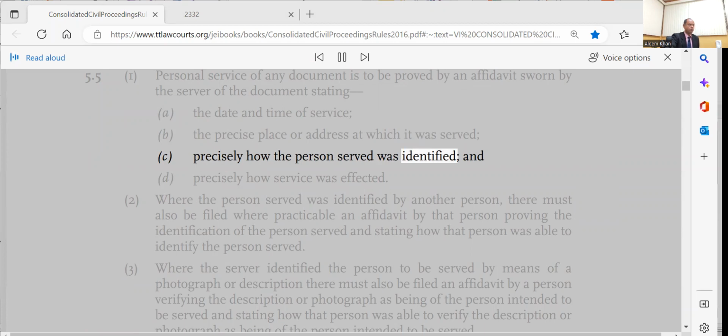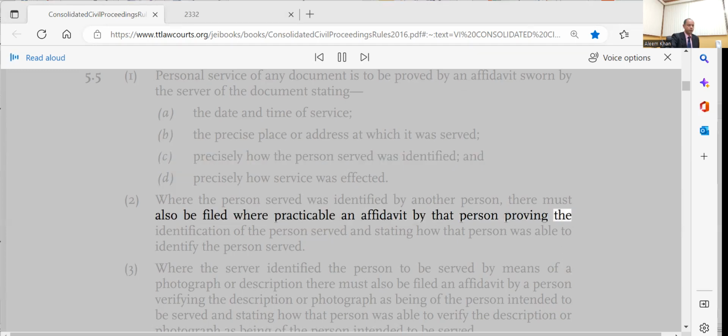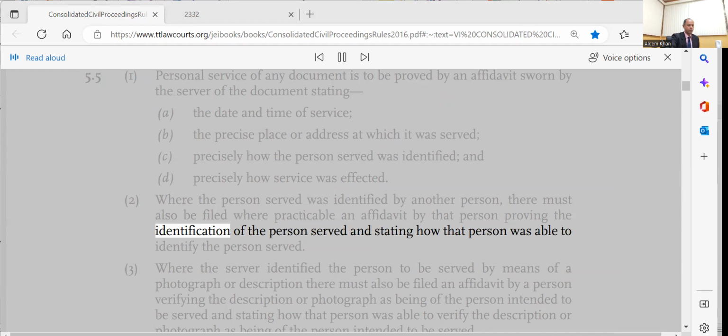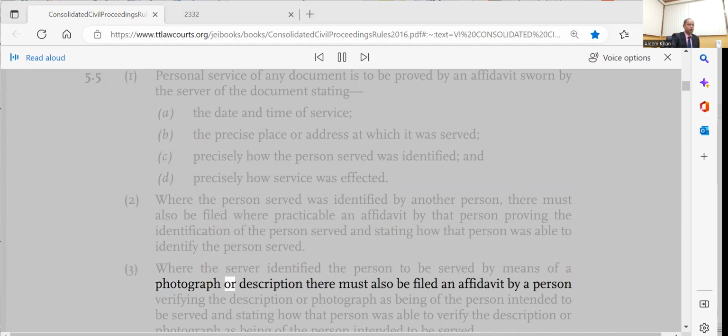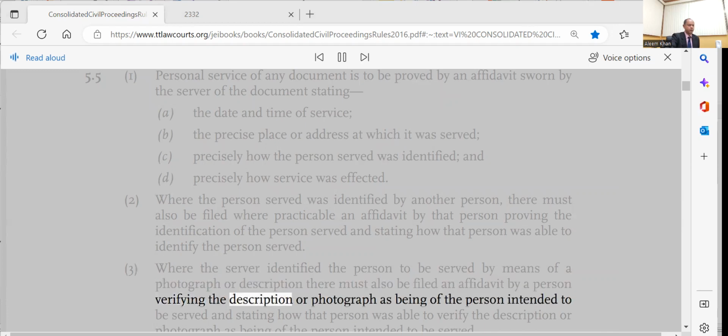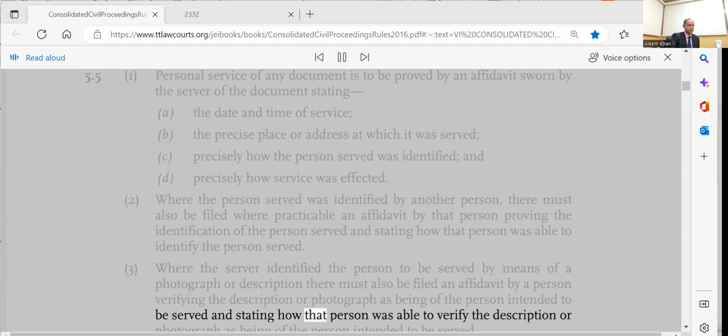2. Where the person served was identified by another person, there must also be filed where practicable an affidavit by that person proving the identification of the person served and stating how that person was able to identify the person served. 3. Where the server identified the person to be served by means of a photograph or description, there must also be filed an affidavit by a person verifying the description or photograph as being of the person intended to be served and stating how that person was able to verify the description or photograph as being of the person intended to be served.